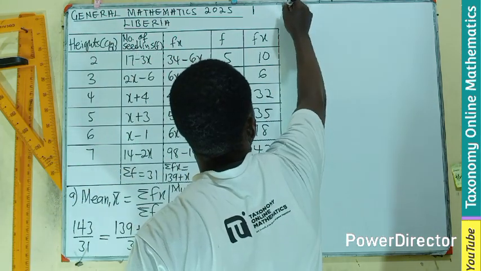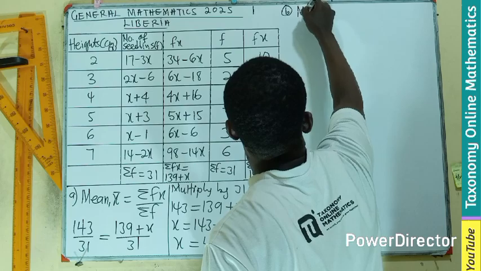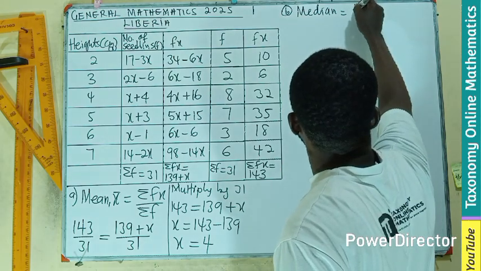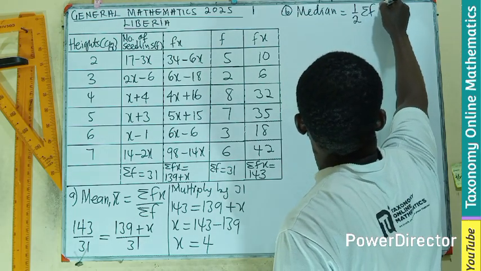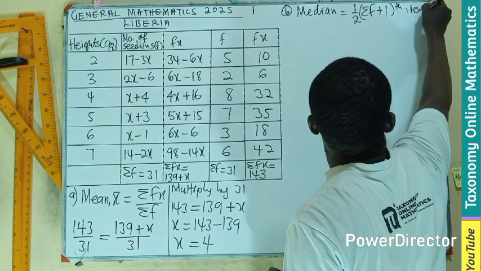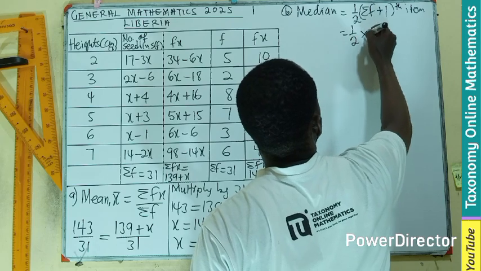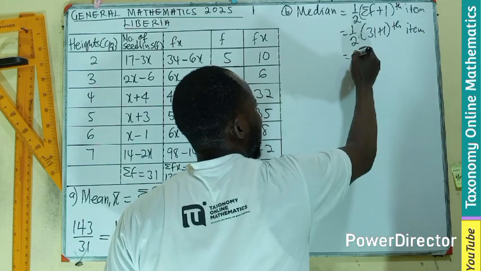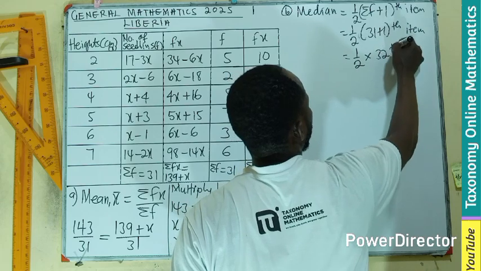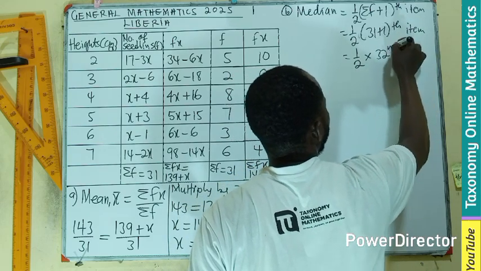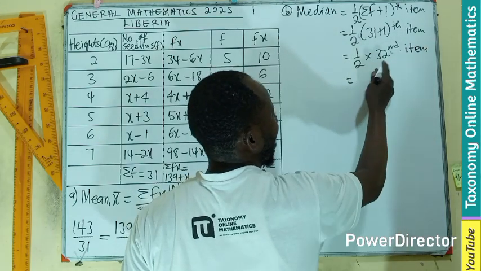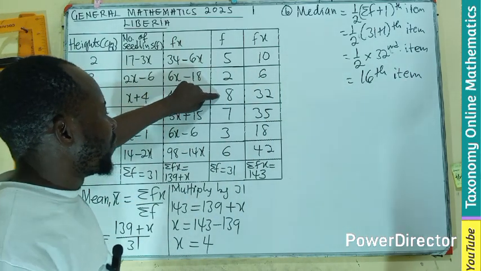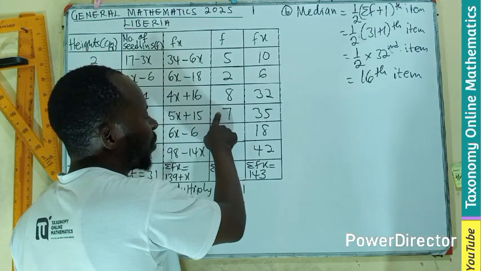So for the second part of the question, we are looking for the median. Here our total frequency is an odd number, so your median is going to be the half of sigma f plus 1 item. So in this case, 1 on 2 times, let me just bring the bracket, 31 plus 1 item. Then this is going to be half of 32, or the 16th item, as in position. So if I add this and this, I have 15. 15 is going to be here, and 16 is going to be here.